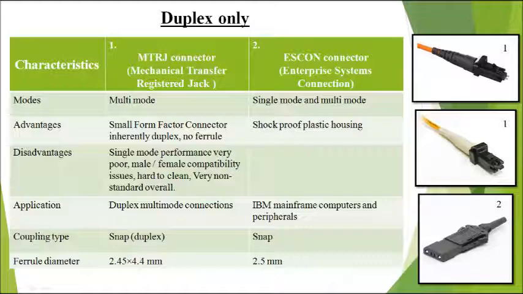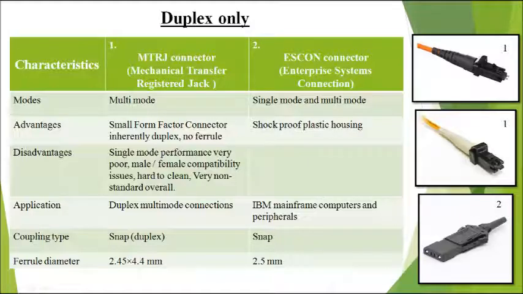It comes in single mode and multi-mode. The advantage of ESCON connector is shockproof plastic housing. ESCON connector has been used in IBM mainframe computers and peripherals. ESCON connector uses snap type of coupling. The diameter for the ferrule is about 2.5 mm.